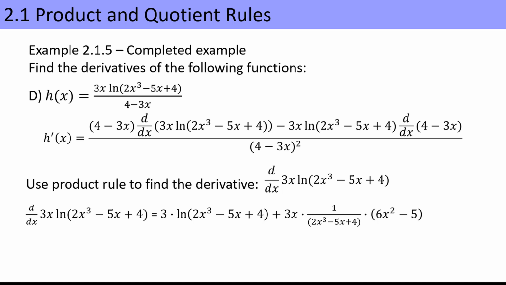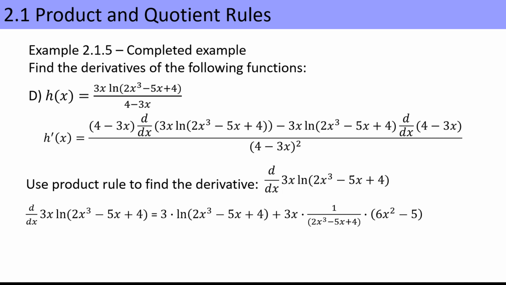The low function is 4 minus 3x, and for clarity, let's write d dx of the high function 3x times the ln of 2x cubed minus 5x plus 4, and then minus the high function, which is 3x times the ln of 2x cubed minus 5x plus 4, and then we want the derivative of the low function, so we'll write d dx of 4 minus 3x. Don't forget the 4 minus 3x quantity squared in the denominator.